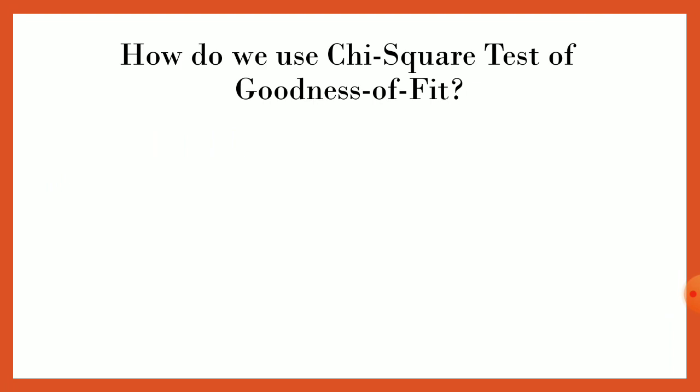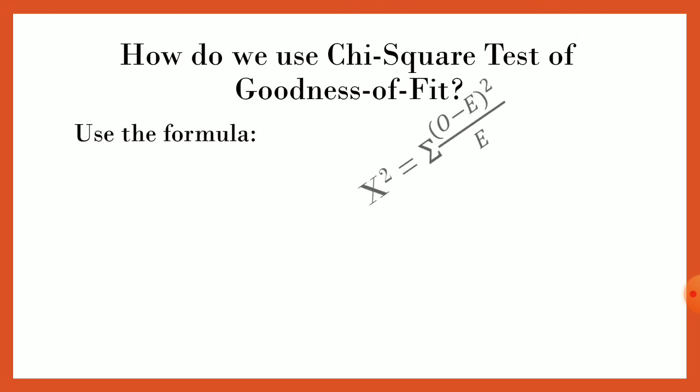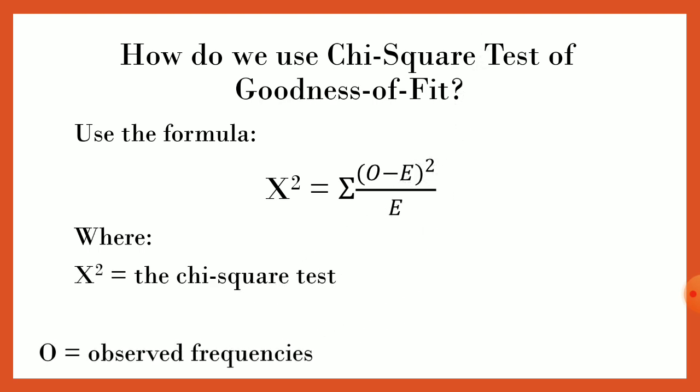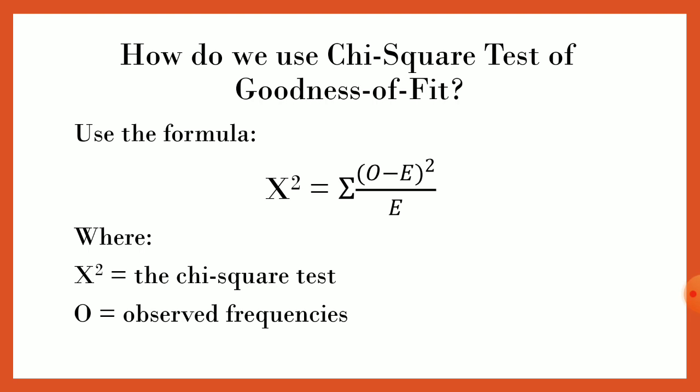How do we use the chi-square test of goodness of fit? We use the formula x squared is equal to the summation of the quantity O minus E squared divided by E, where x squared is the chi-square test, O is the observed frequencies, and E is the expected frequencies.